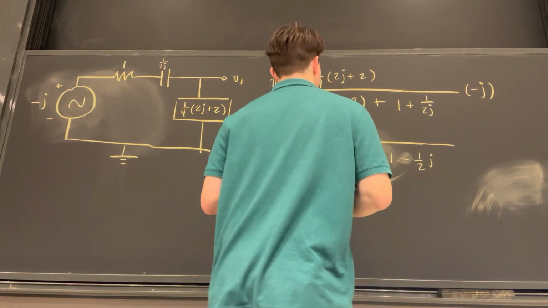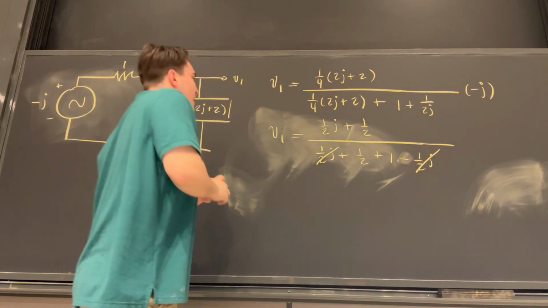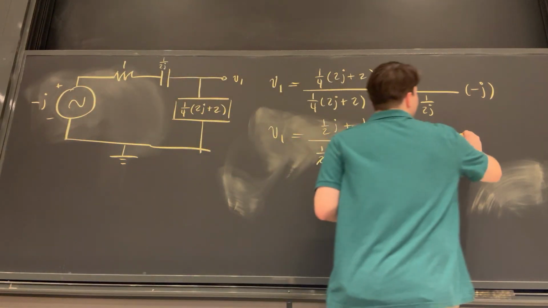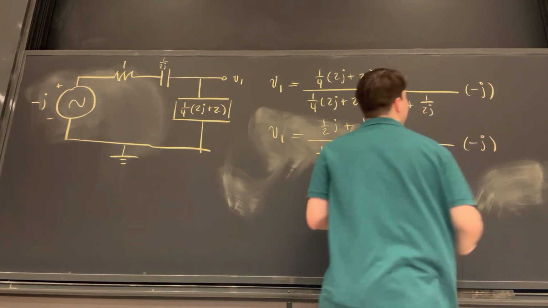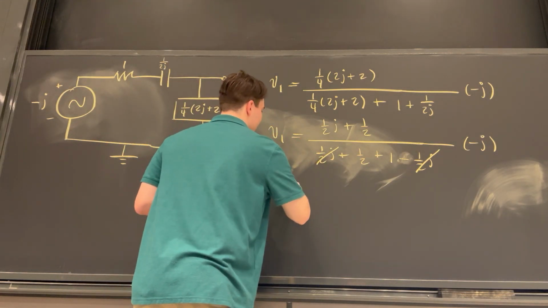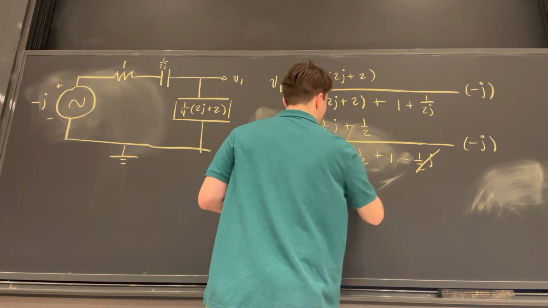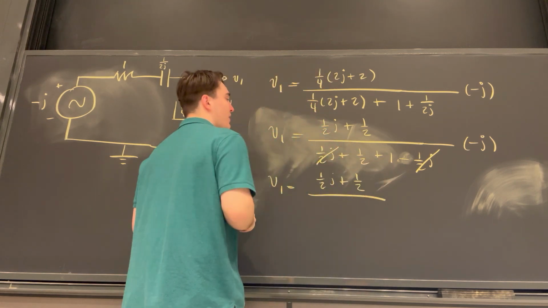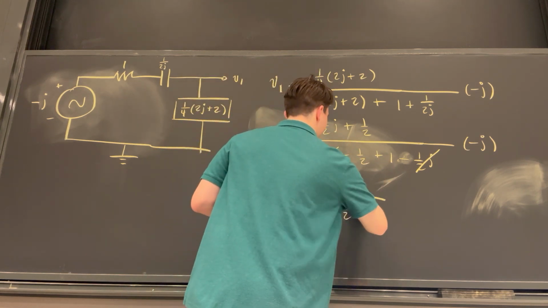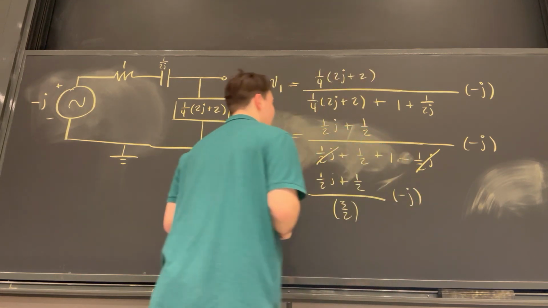And then now what happens? Oh, nice. I can cancel these. And this is actually working out really nicely. Oh, and don't let me forget this factor of negative j over there. Now I can have a nice real denominator, which is just going to be 1 plus 1/2, which is 3/2 in the denominator, times negative j.